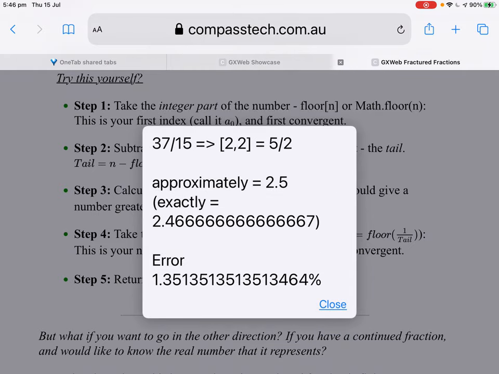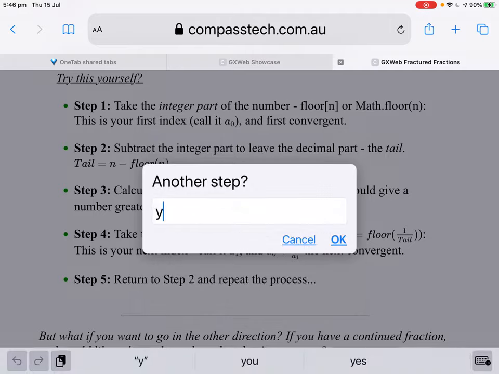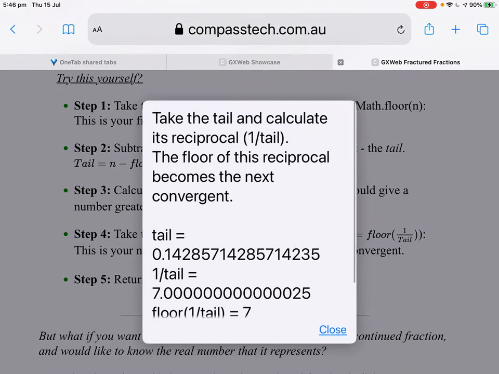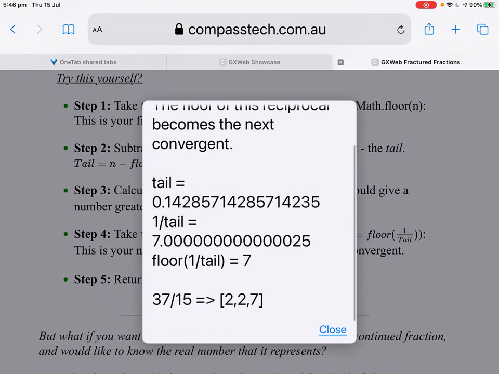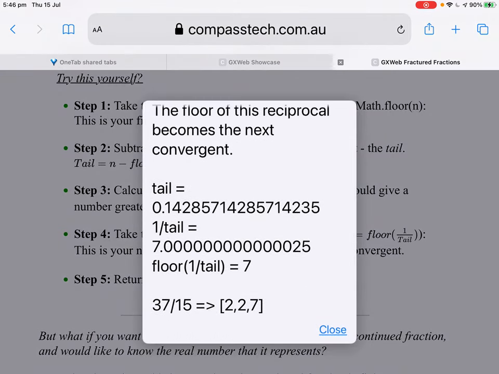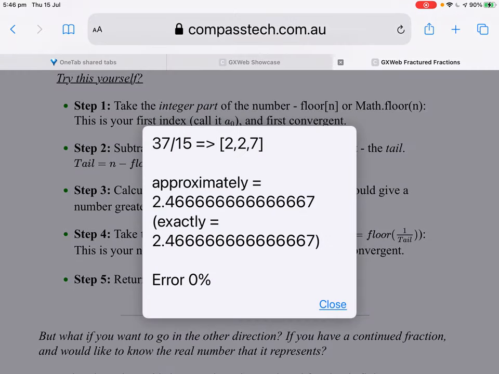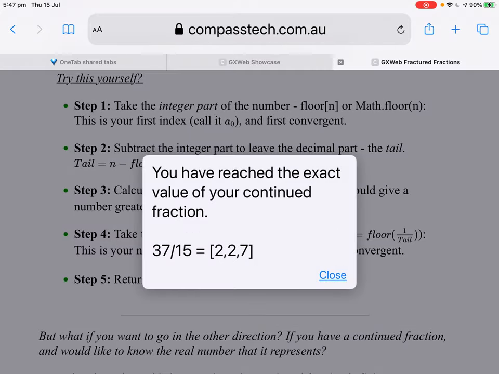Now, 2, 2 is the continued fraction 2 plus 1 over 2, or 2.5, 5 over 2. That's a pretty good approximation. What's left, you might recognise, is actually 1/7. When you turn that upside down, you get an exact number 7, which is the end, that's the third step of this continued fraction. Error 0. So 37 over 15 is 2, 2, 7.